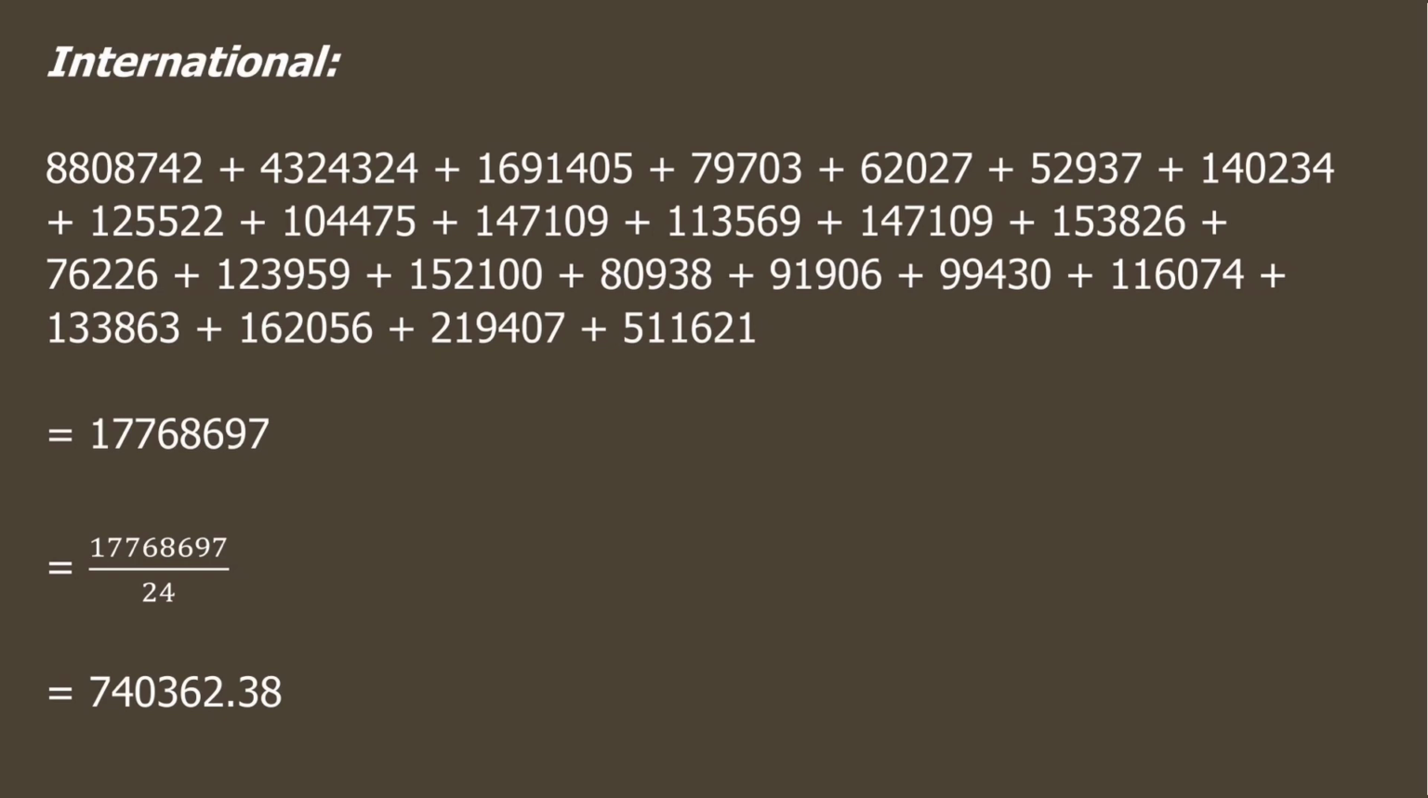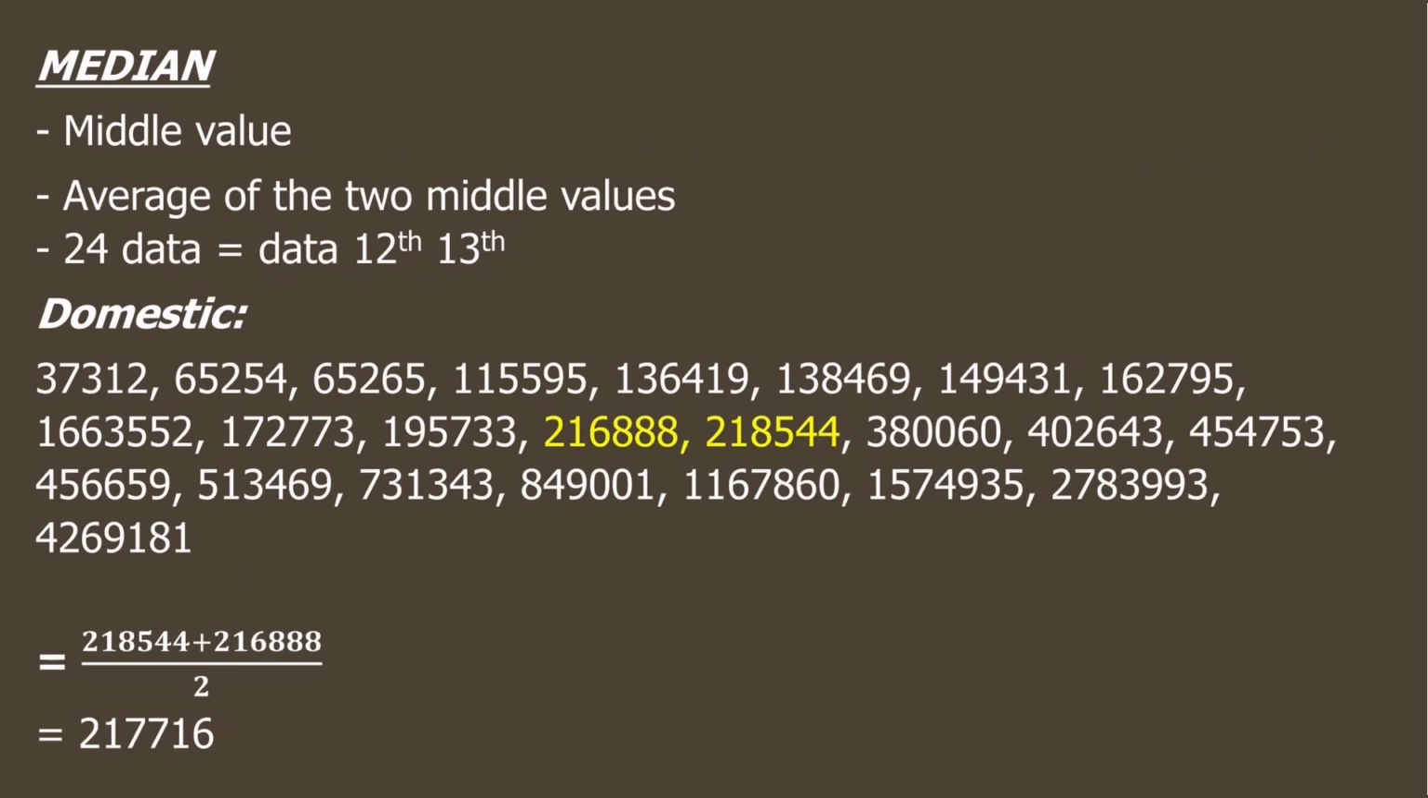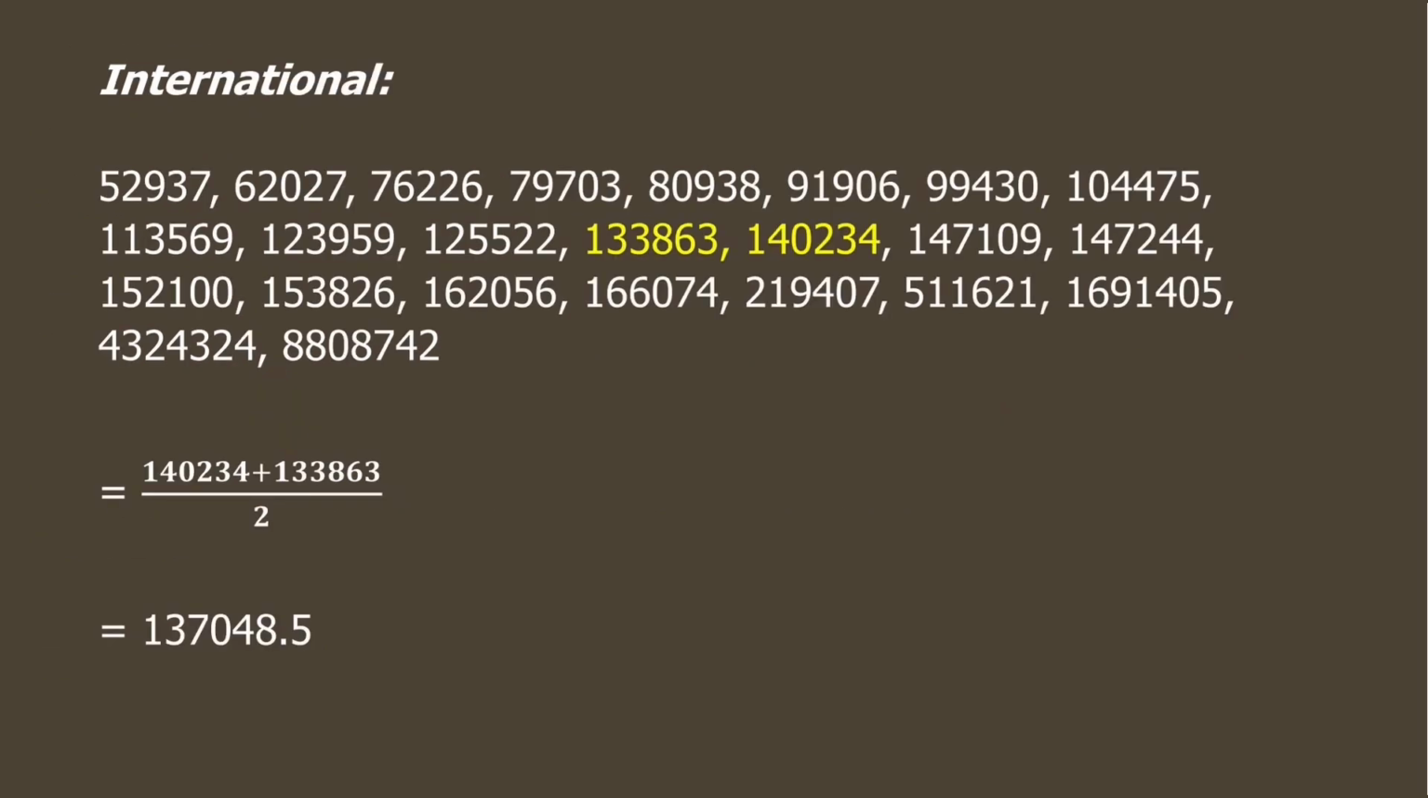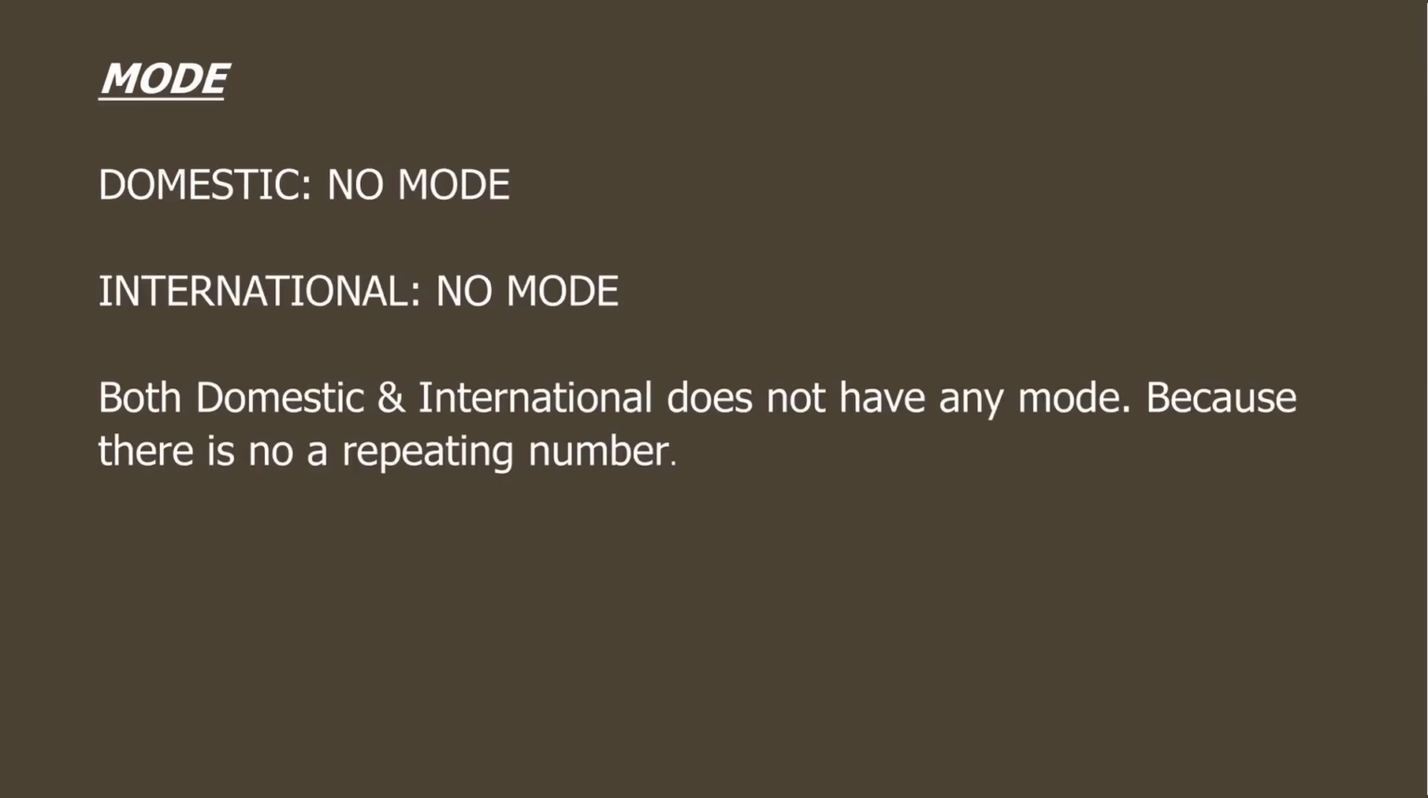For the international, I get 740,362.38. For the median, I arrange the data in ascending order and find the average of the 2 middle values. For the domestic, I get 217,716. For the international, I get 137,048.5. For the mode, both domestic and international do not have any mode because there is no repeating number or frequent number in the data.